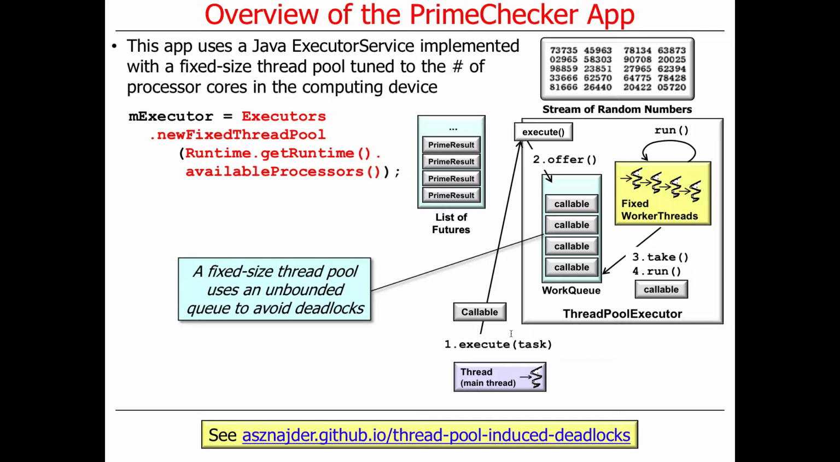So this is the context in which you can have problems with fixed size queues leading to deadlock. There are other situations as well. And you can read this little article that talks about thread pool-induced deadlocks.